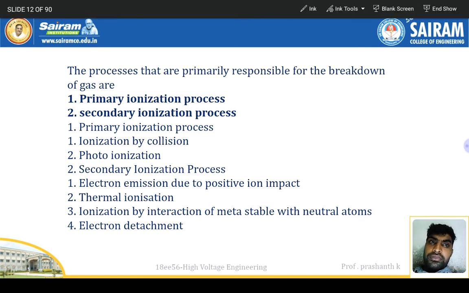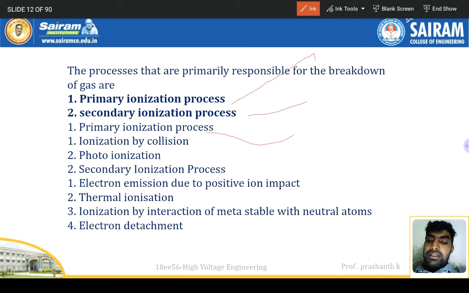Next we have the processes that are primarily responsible for the breakdown of gases: one is the primary ionization process, the other is the secondary ionization process. In the primary ionization process, we have ionization by collision and photoionization. Collision must be there; if collision occurs, then only energy is created. In photoionization, when light hits a particular material or plate, ionization will occur.